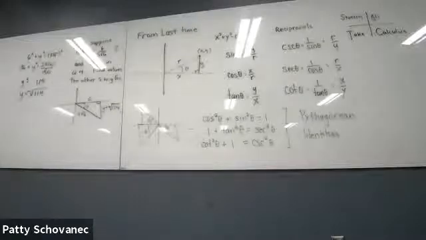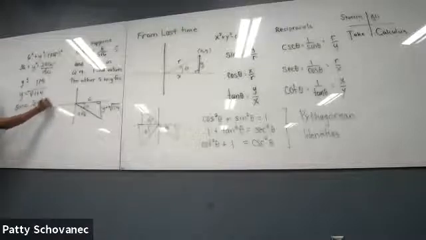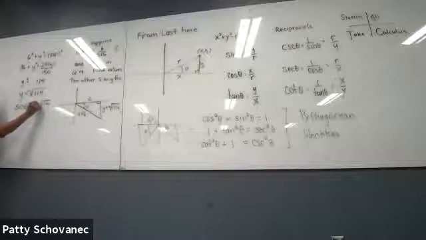Now from that picture, we can get all the other trig functions. For instance, the sine of that angle theta is that y value divided by r. And so it's the negative square root of 114 divided by 5 square root of 6.